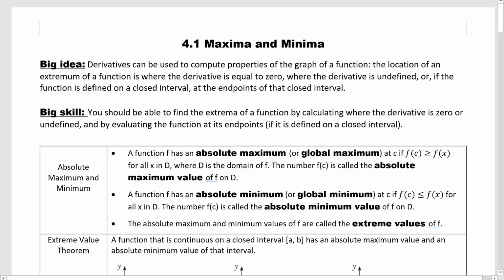Hi everyone. So last chapter we learned about derivatives. So chapter 4 is going to be the applications of derivatives. So section 4.1, maxima and minima. Big idea: derivatives can be used to compute properties of the graph of a function.